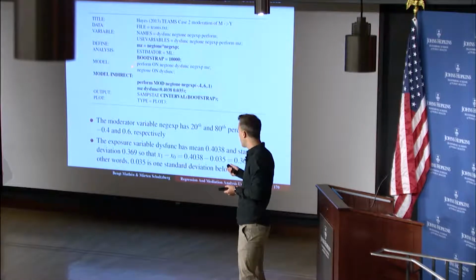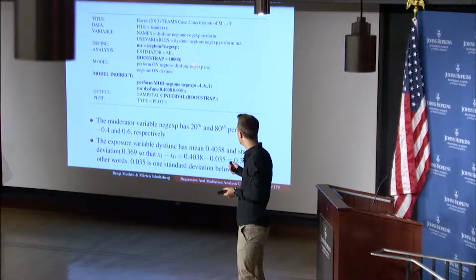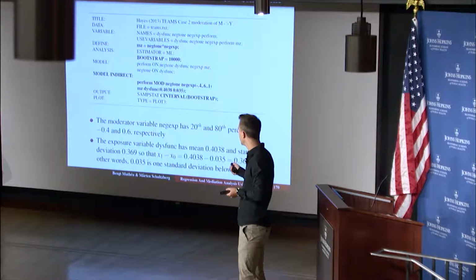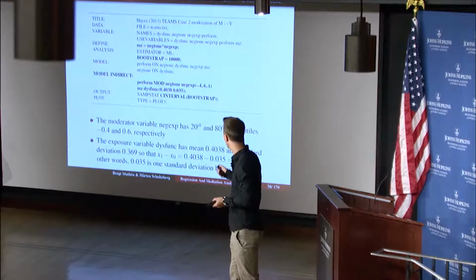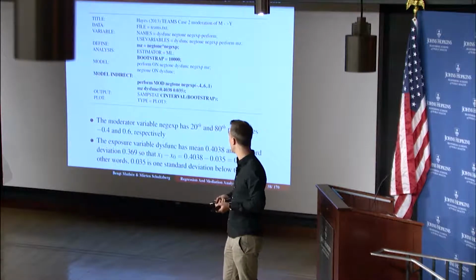And then we just put up our model. We have 2 regressions here. We have the regression of the outcome on the negative effects, the dysfunctionality, or the exposure in this case, the nonverbal ability to express negative emotions, and the interaction between these two. And then the mediator is only regressed on the exposure, on the exposure dysfunctional behavior.